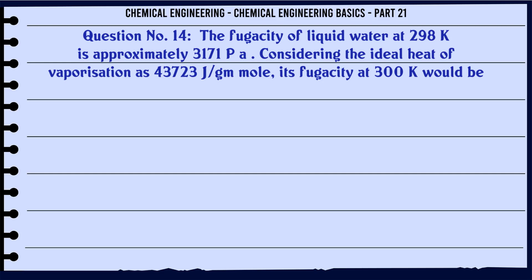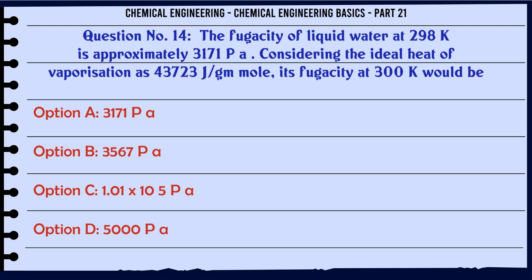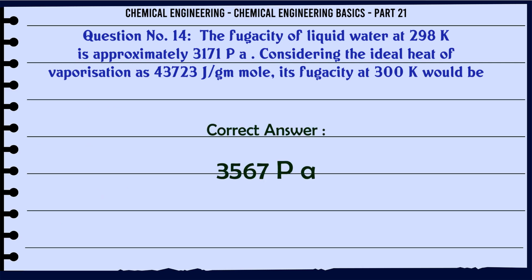The fugacity of liquid water at 298 K is approximately 3171 Pa. Considering the ideal heat of vaporization as 43,723 J/mole, its fugacity at 300 K would be: A. 3171 Pa, B. 3567 Pa, C. 1.01 × 10^5 Pa, D. 5000 Pa. The correct answer is 3567 Pa.